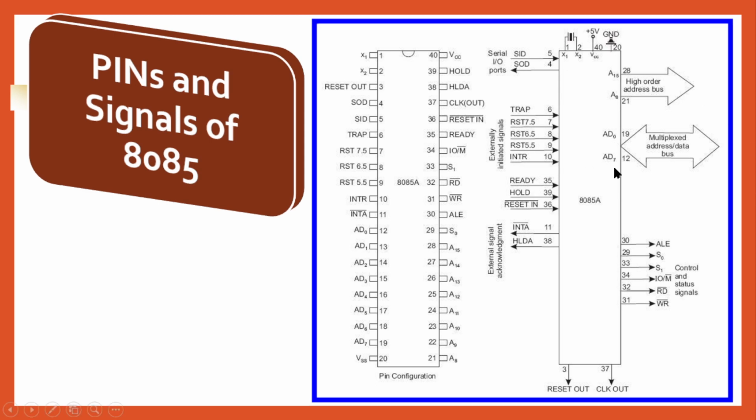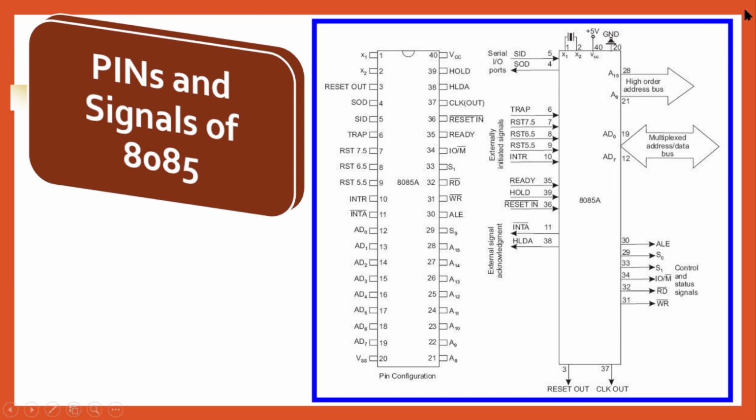So that's the thing. Here the data bus is bidirectional because the microprocessor has to read and write the memory or IO devices. That's why it is bidirectional. 8 lines, D0 to D7. Address lines, we have 16 address lines, A0 to A15. Address lines are always unidirectional because the microprocessor only decides which address.